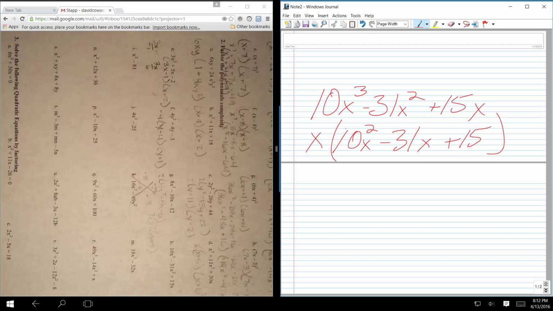How would you get 10x squared, though? Well, make sure that when you factor, you never change the function. Multiply x times 10x squared, what do you get? Oh, 10x cubed. Okay. Multiply x times 31x, what do you get? Just 31x. Okay. That makes sense. Okay, and then multiply x times 15, you get 15x. That makes sense. Okay. But what I've written is no different than what we started with. It's just factored. Now we have to factor this quadratic.